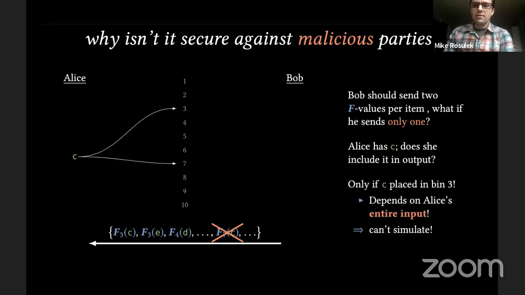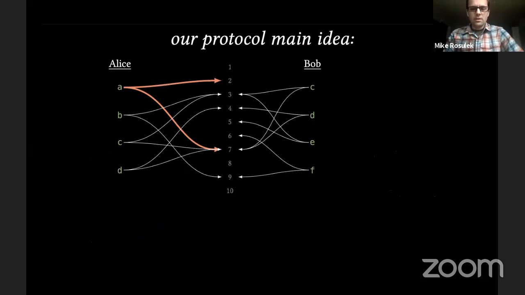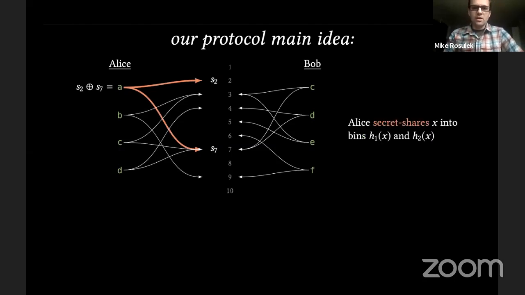This is not really a devastating attack, but it breaks the simulation. We can't simulate this in the ideal world because it depends on all of Alice's other items. So our main challenge is to overcome this problem. The way we do it, I can state in one sentence. Instead of placing the item in either of the 2 possible positions, we're going to ask Alice to secret share her item into the 2 positions.